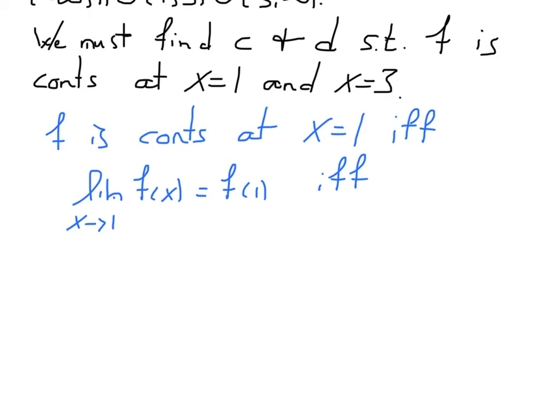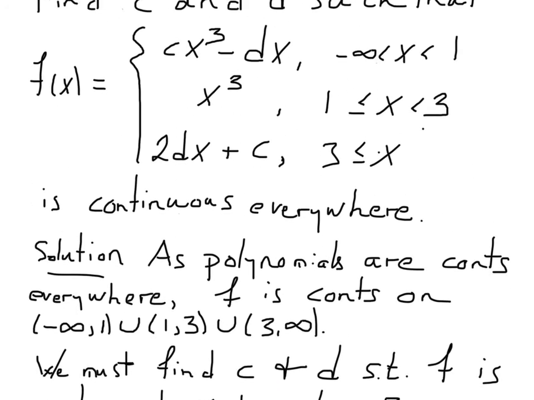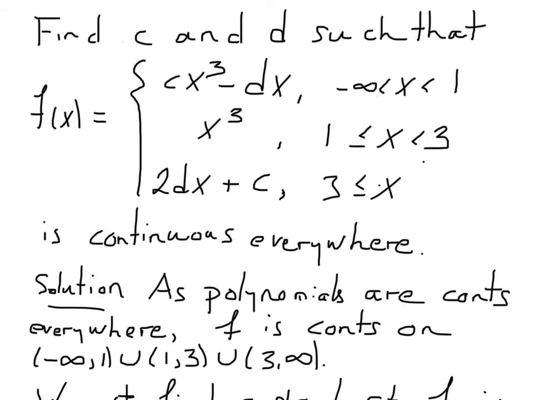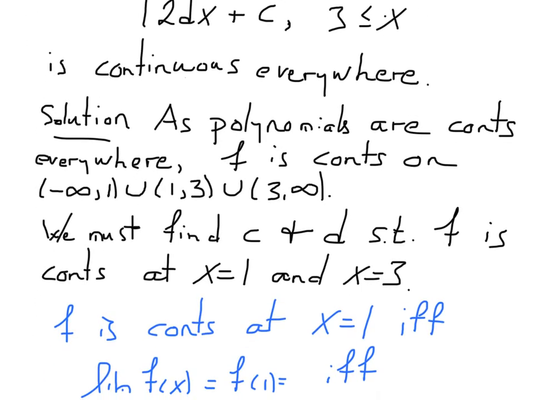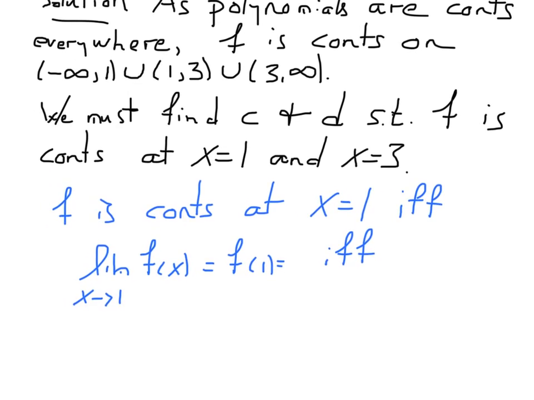oh, and we should add something. What is f at 1? Again, what is f at 1? Well, looking at our recipe for f, when x is equal to 1, x is certainly greater than or equal to 1, so we use this formula for f. f at 1 is equal to 1 cubed, which is 1. All right, so this is equal to 1.